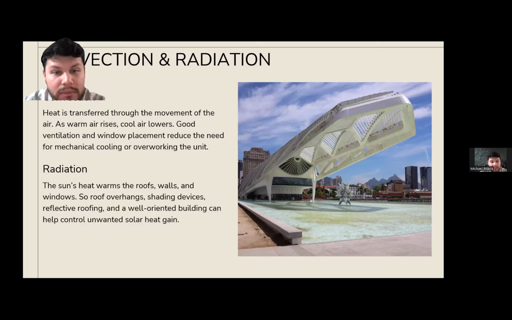And radiation is the sun's heat hitting the building. Things like roof overhangs, shading devices, and even the direction the building faces can really cut down on unwanted heat gain.